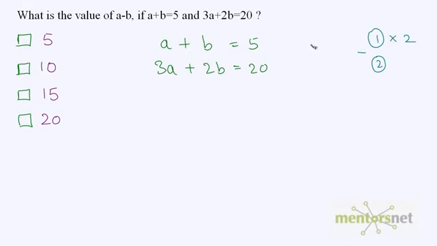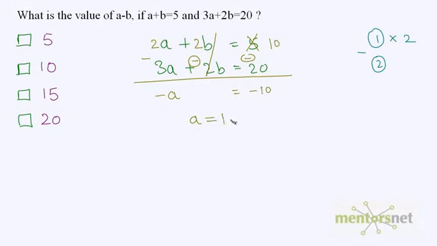So equation 1 times 2 becomes a becomes 2a, b becomes 2b, and 5 times 2 is 10. And you have to subtract equation 2 from equation 1. So 2a minus 3a gives you minus a. 2b, this will become minus 2b, minus 2b gets cancelled out, equal to 10 minus 20. So 10 minus 20 is minus 10. So we have the value of a as 10.